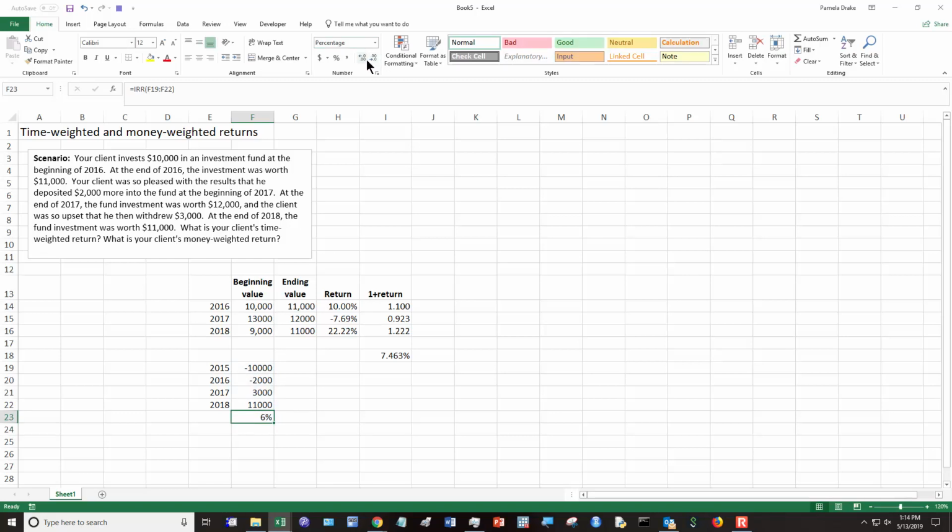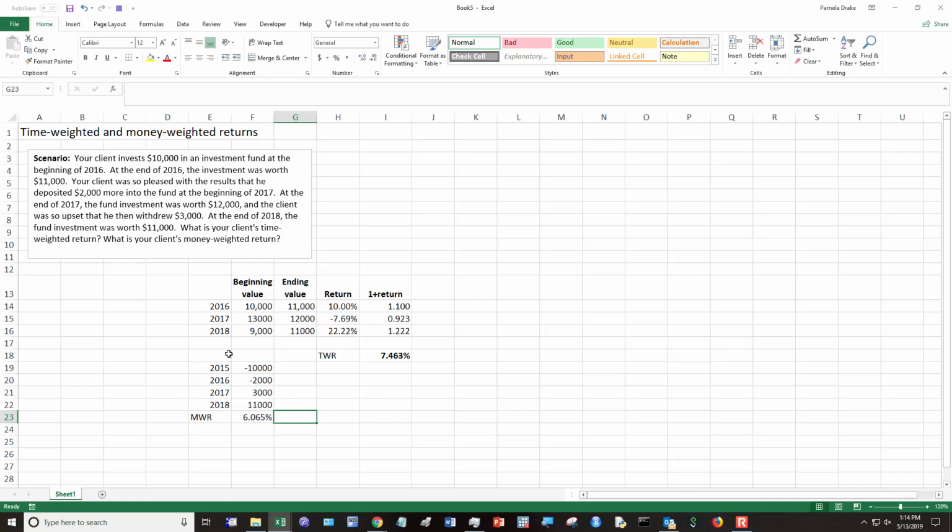And this gives us a lower return than we saw above. So we have one number, which is the time weighted, and this one is the money weighted. So it shows us that the fund was earning almost 7.5%. The investor who made the decisions of when to deposit and when to withdraw earned 6%. So if we were compensating the fund manager, we would look at the 7.5%. If we were looking at the investor and how they actually performed, it would be the 6%.